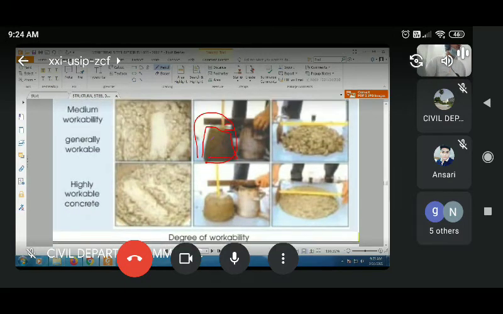Then if there is lean concrete or mixes, it may collapse, and if a very lean mix or high degree of workability is there, then flow will take place, and the flow will be measured along two directions of your concrete, and then the average will be taken. So this is how we can find out the workability of your concrete by slump cone test. This is the first test, and you should take care of how it should be performed.